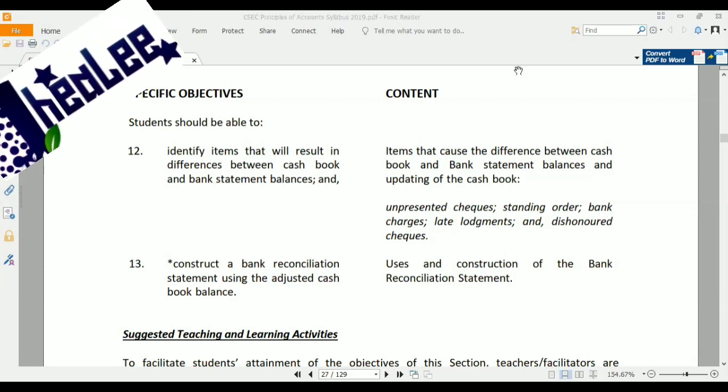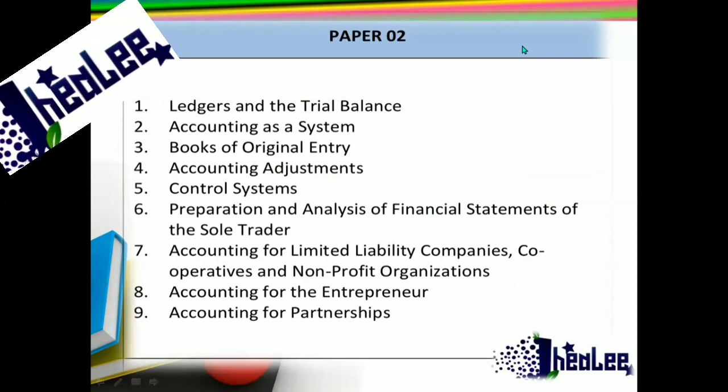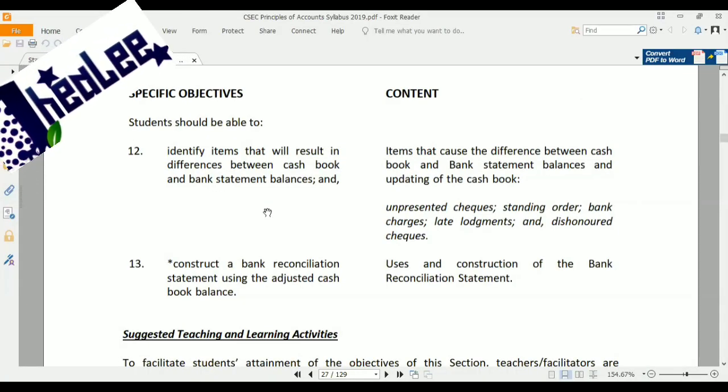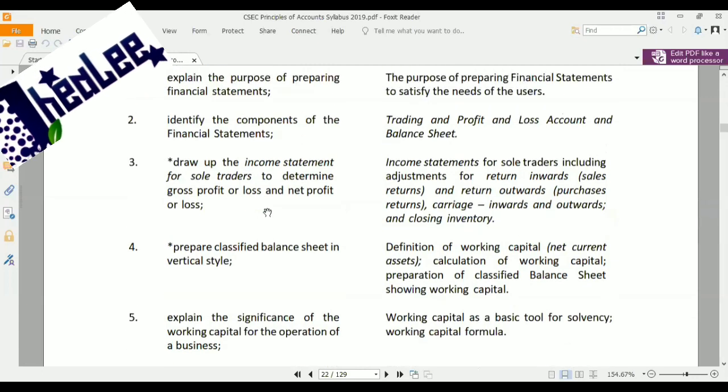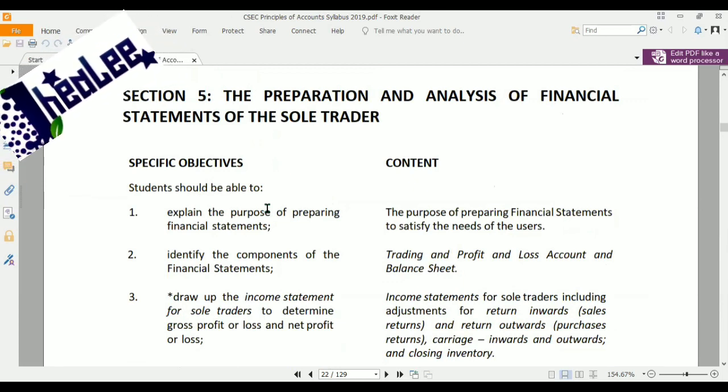So that is for item 5. We're now on to item 6, and we're going to take a look at the syllabus for that to find out exactly what is required. So here we are. The preparation and analysis of financial statements of the sole trader, right? We'll talk about preparing the financial statements for the sole trader. We're looking at the income statement, which is your trading profit and loss account, and the statement of financial position, which is your balance sheet.